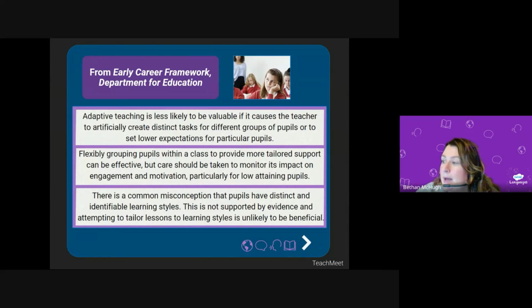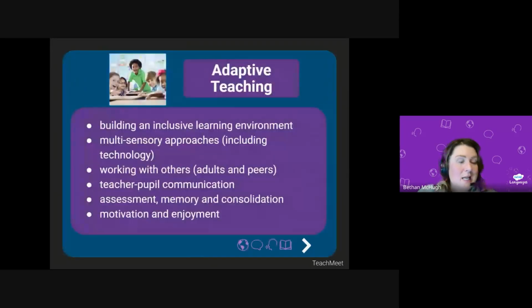So thinking, as I was just saying, about adaptive teaching and some strategies: an inclusive learning environment, multi-sensory approaches, working with others, how we're doing that. And we've got a video on this in more detail. As I've said, adaptive teaching is something I'm just literally scratching the surface of here. But really, we want to build towards motivation and enjoyment.